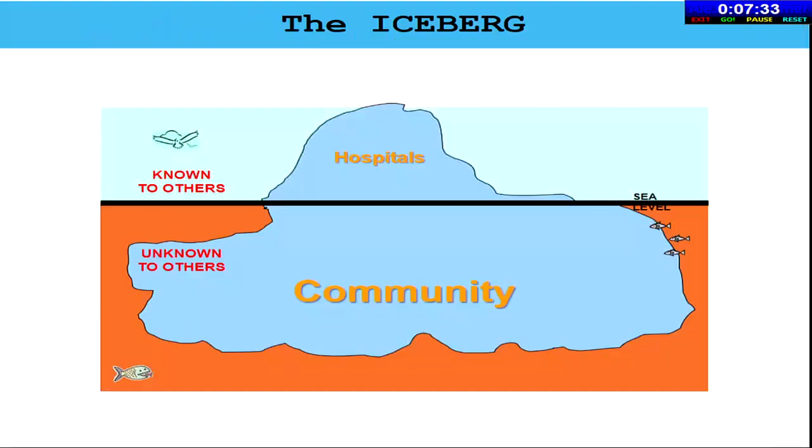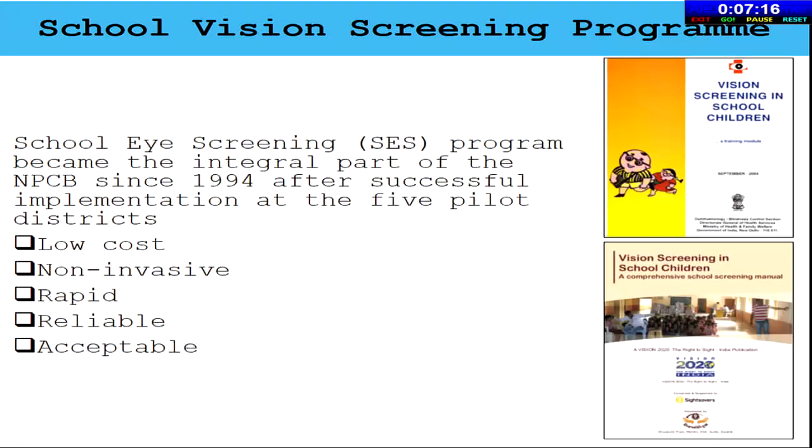We understand that you cannot treat myopia by working solely in hospitals. We have to reach the community. It is like the iceberg phenomenon. Nearly 90% of people are in the community. So we have to reach the community to actually achieve this effective refractive coverage.